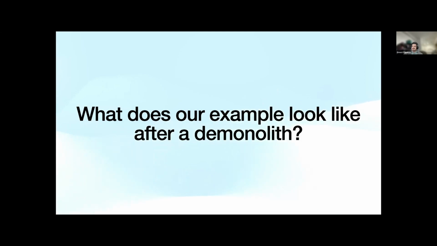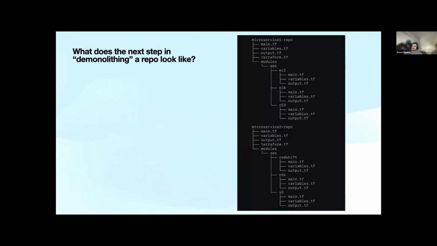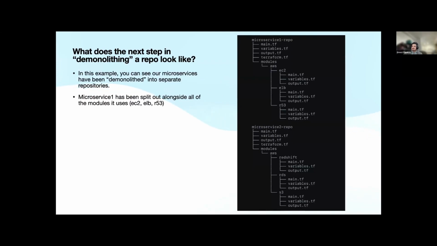So what does our example look like after the demonolith happens? These are separate repos we're looking at right here. And we can see that each one has its own repo now. It's got a single main.tf file, which is going to contain the resources that are associated with that microservice. In addition, we can see that in our modules folder, we're only pulling in the modules that we need. We're not pulling in every module. This should improve readability, make it less complex, and slim your code base down.